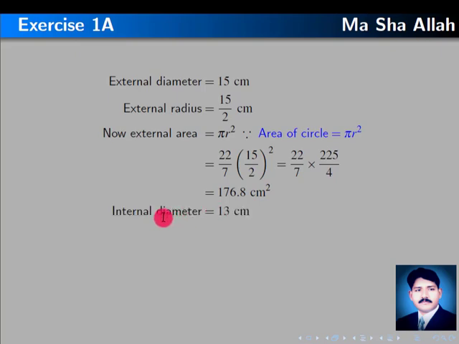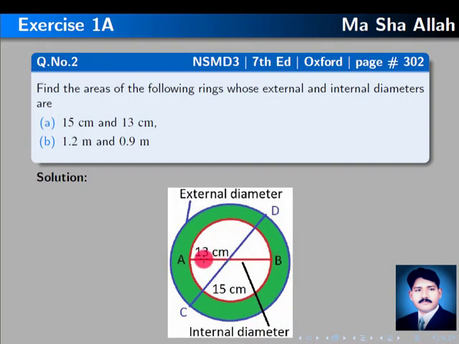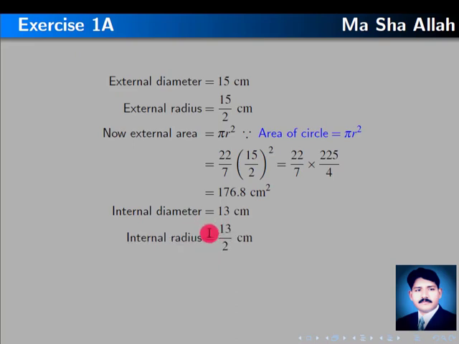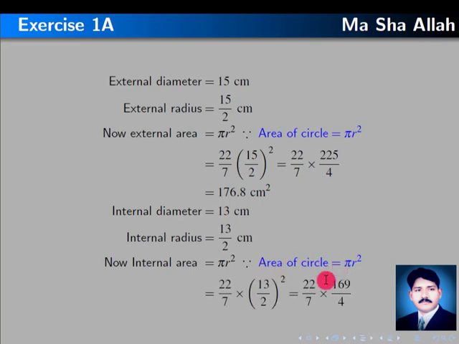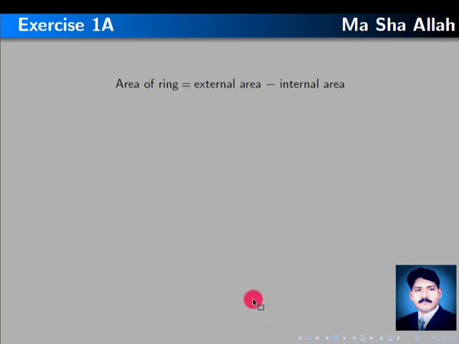Internal diameter, that is the diameter of the internal circle, which was shown in the figure in this red color, is 13 centimeter. Now we find the area of the red circle. Internal radius is 13 by 2 centimeter, as radius is the half of the diameter. The area of the internal circle is equal to pi r square. Pi is equal to 22 by 7 multiplied by 13 by 2 whole square. 13 13s are 169, 2 2s are 4. When we simplify, we obtain the area of the internal circle 132.8 centimeters square.